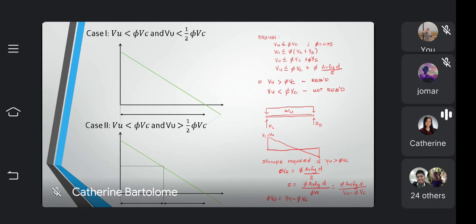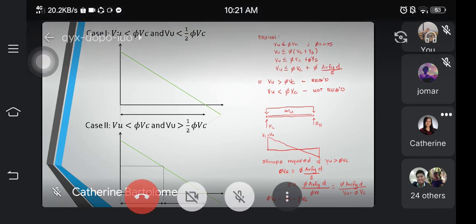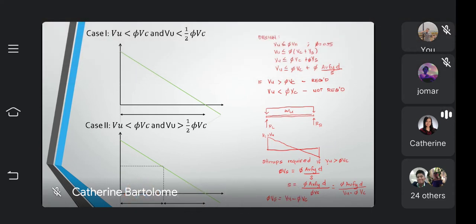So, let's move on to the 4 cases in the design and analysis of stirrups. So, the first case is that if your VU is less than your VC, okay, so your VU is less than your VC, and your VU is 1/2 VC. So, kung magtataka kayo, itong half of VC natin is just your limiting factor or limits. Dito kasi tayo nagbe-base ng mga spacing, kung hanggang saan yung ganitong spacing. So, ito yung magiging limits natin.